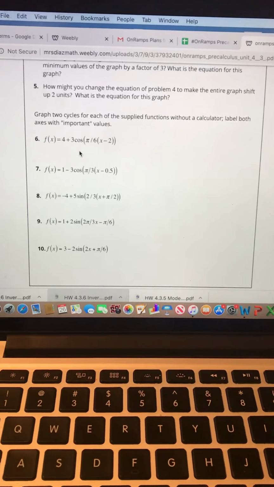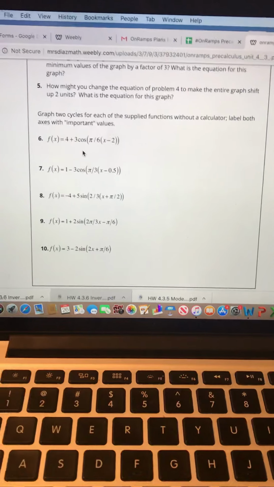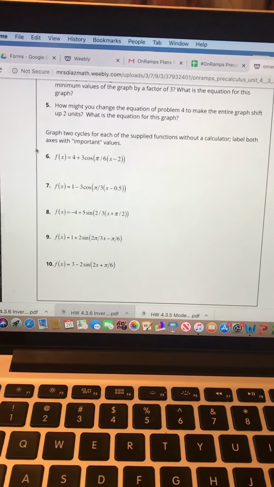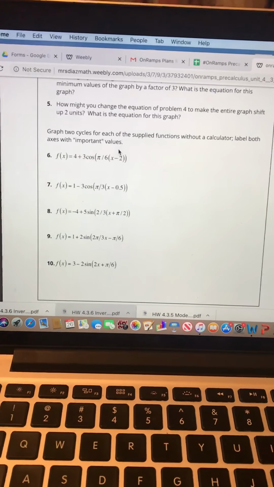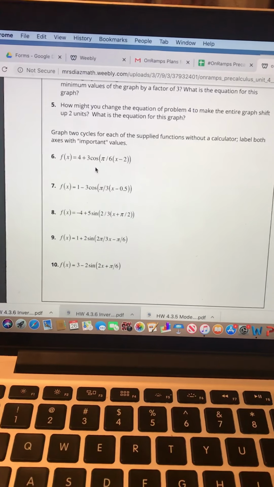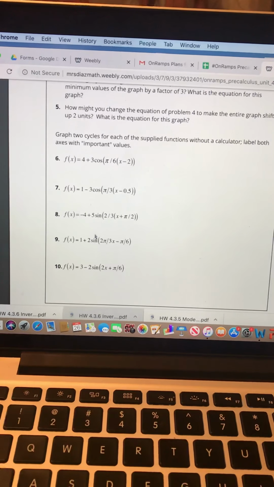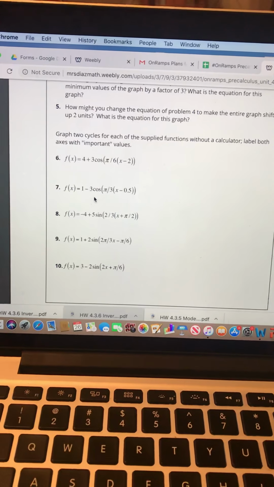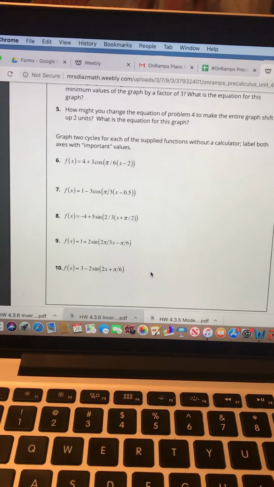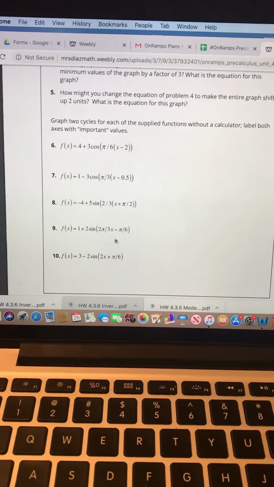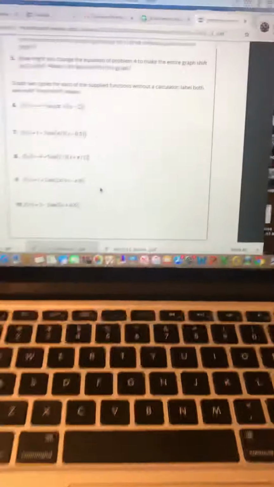So we are going to graph these functions. Notice it says without a calculator, and then it says label both axes with important values. Okay, so the first thing we need to talk about is the difference between our cosine graphs and our sine graphs. So you see how we have 2 cosine graphs, 3 sine examples. I'm going to go ahead and do 1 cosine and 1 sine. That way you guys can take a look at the difference. And I'm going to show you just kind of here on this piece of paper.